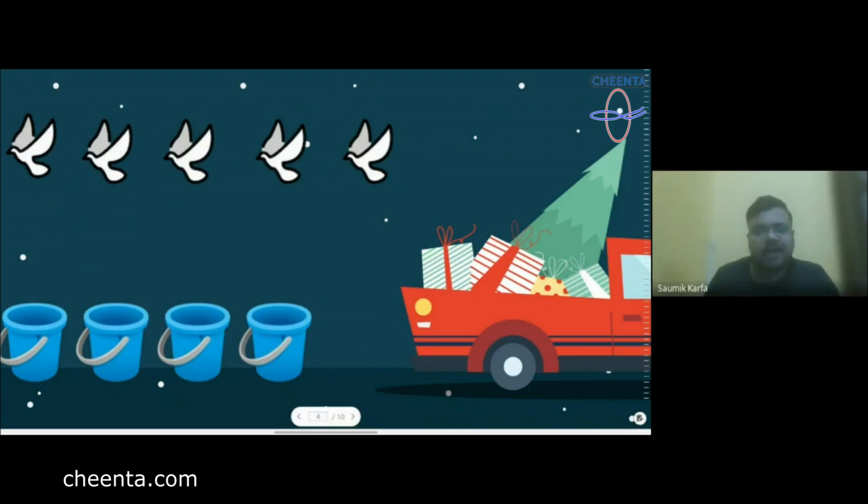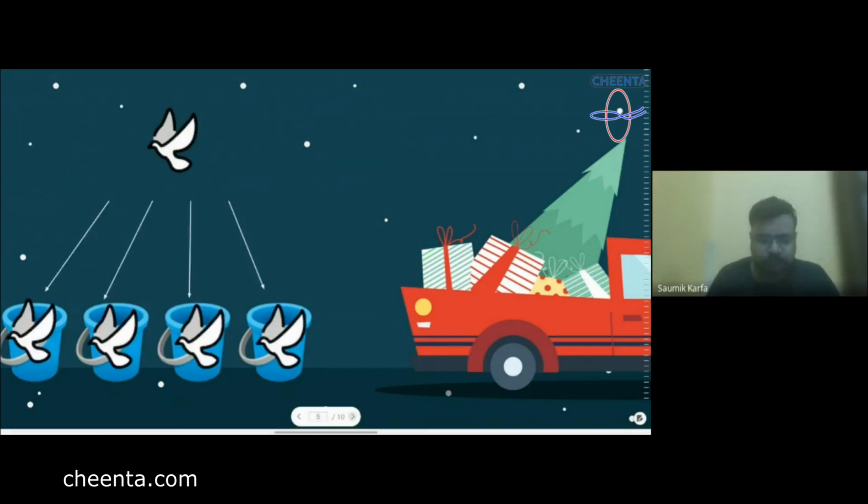And the best possible way is like this: you can put one pigeon in each bucket, then you will be left with one pigeon only. When you try to put that fifth pigeon in one of these buckets, then at least one bucket will contain more than one pigeon. That is pigeonhole principle.